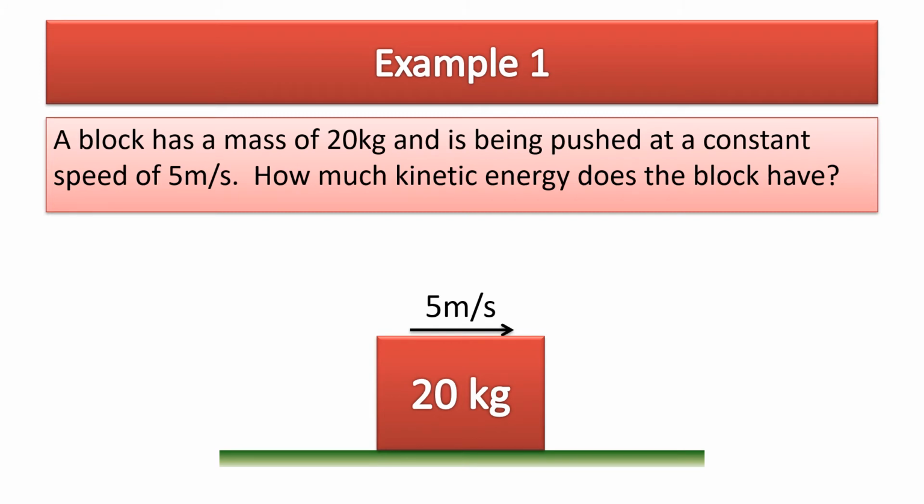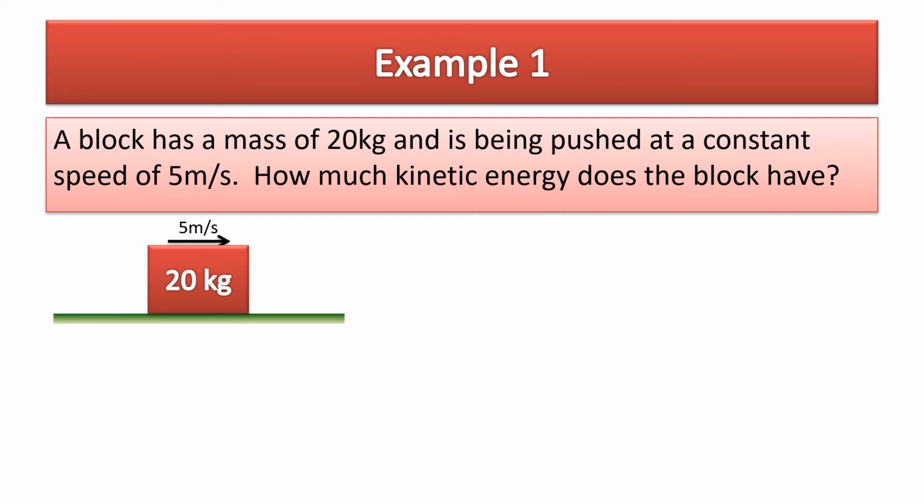So let's do a quick example. Should be pretty simple. A block has a mass of 20 kilograms and is being pushed at a constant speed of 5 meters per second. How much kinetic energy does the block have? So we are going to write down the given information. The mass is 20 kilograms. The velocity or speed is 5 meters per second. What is the kinetic energy?